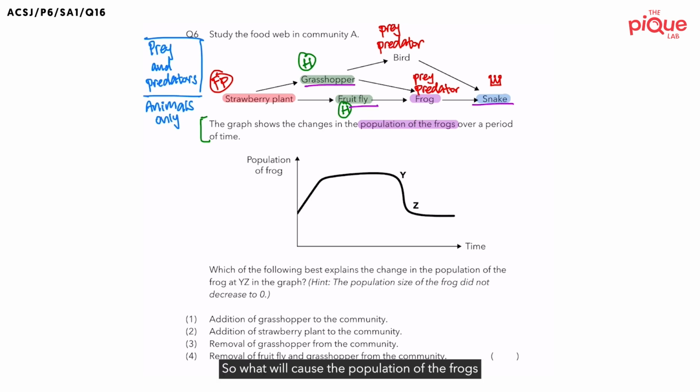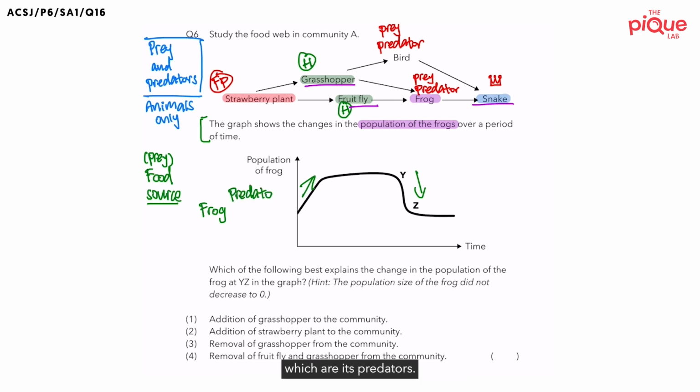So what will cause the population of the frogs to increase or decrease as shown in the graph? If we were to look at the frog, we will focus on its food source, which are its prey, and we can focus on who eats the frog, which are its predators. So under the food source, we have grasshoppers and we have fruit flies. And under predator, we have the snake.